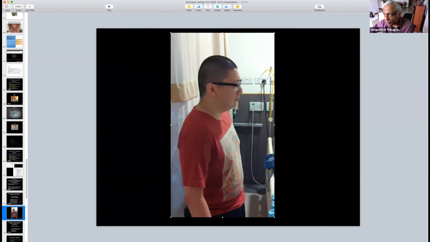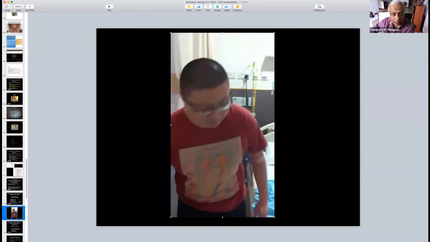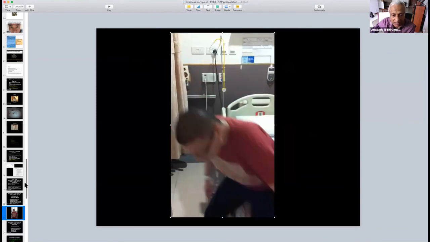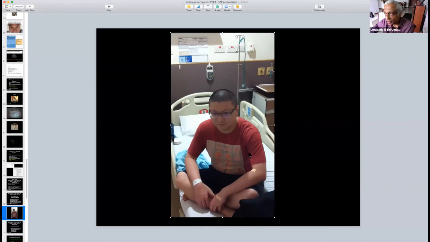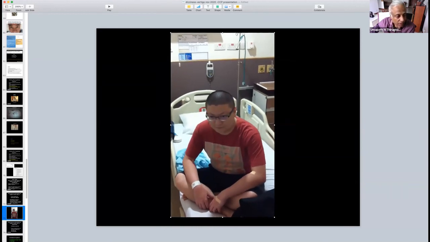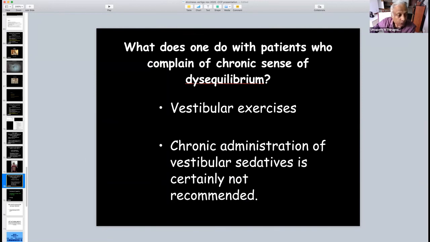So all of us know there is now a movement towards making a positive functional diagnosis. This is a positive diagnosis of a functional neurological disorder. So he should be managed with psychobehavioral management so that he will get out of this problem. And these patients must not be given vestibular sedatives, because if you give them vestibular sedatives, instead of having a normal vestibular system, they end up with an abnormal vestibular system and real pathology. Vestibular exercises are very useful for these patients.